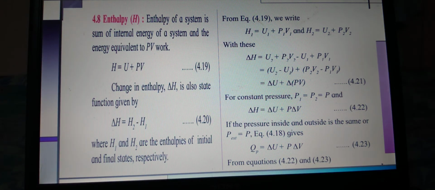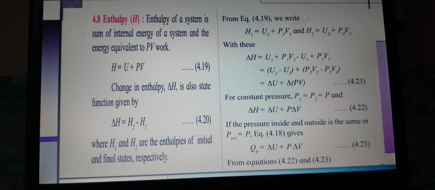where H1 is the enthalpy of the system for the initial state, and H2 is the enthalpy of the system for the final state. So according to this equation we can write H1 is equal to U1 plus P1 V1. Similarly H2 is equal to what? U2 plus P2 V2. Now dear students, we have to substitute these values in the above formula. So put the value: delta H is equal to H2. What is the value of H2? U2 plus P2 V2. Substitute there. Subtract U1 plus P1 V1.